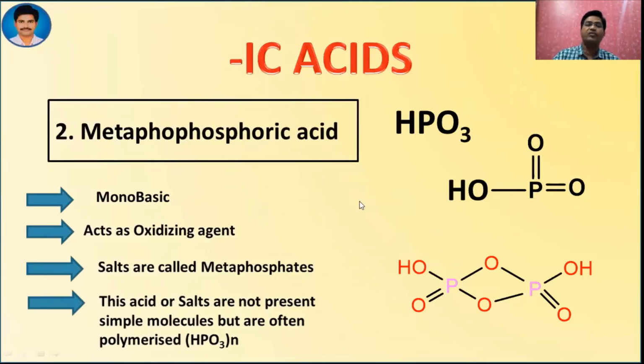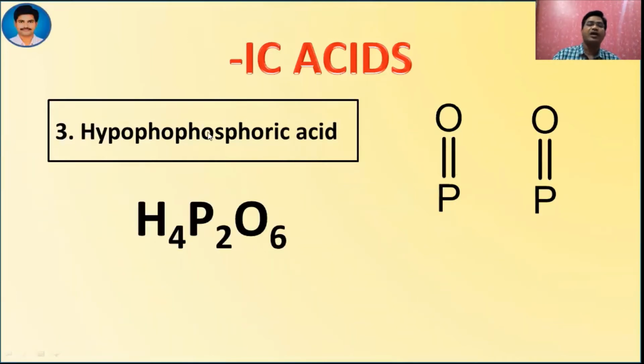Salts are called metaphosphates because the name of the acid ends with "ic". This acid or its salts are not present as simple molecules but are often polymerized, and they are present in this polymerized form. And another one is hypophosphoric acid.